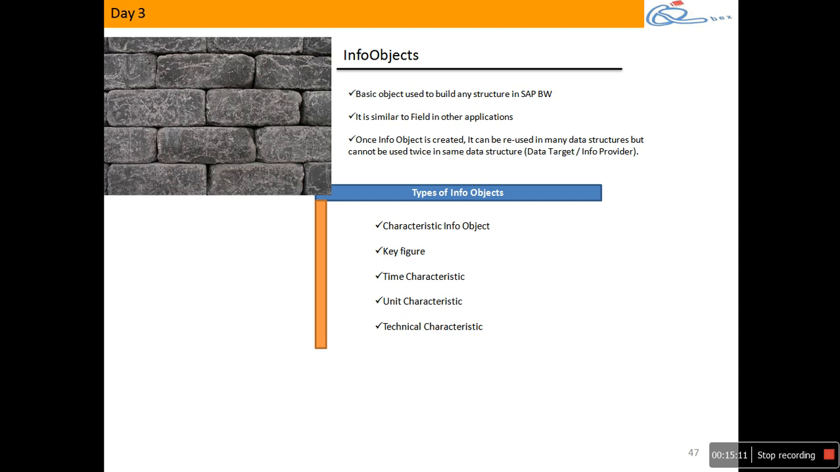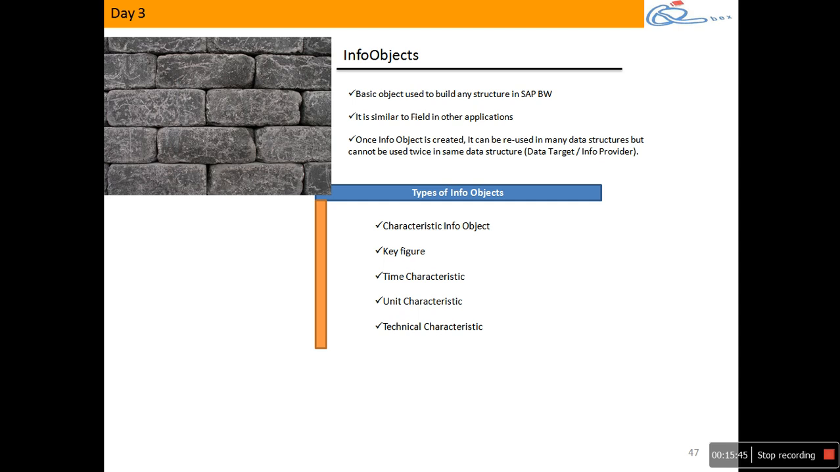Now simple. What do you mean by characteristic and what do you mean by key figure? All your business subjects and all your descriptive information become characteristics. When you say characteristic information, those are the ones which cannot be aggregated. Characteristic information are those on which you cannot perform aggregation functions.